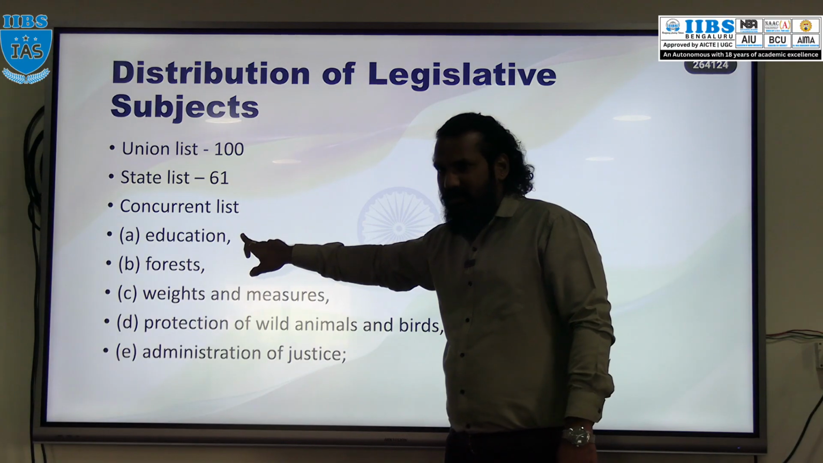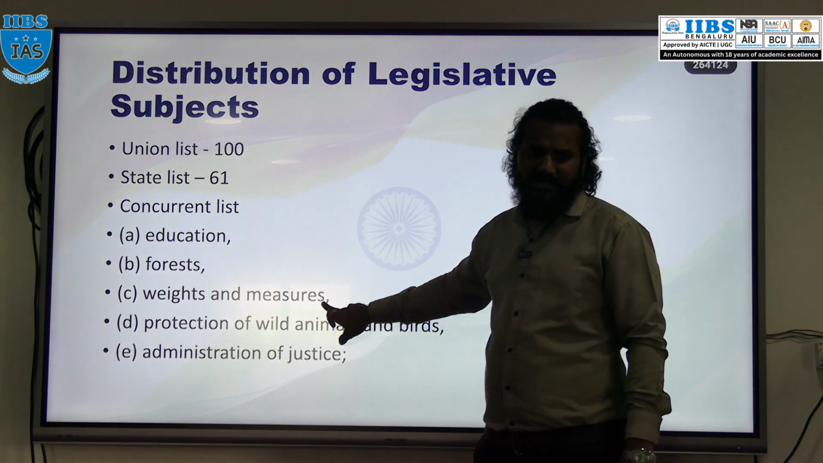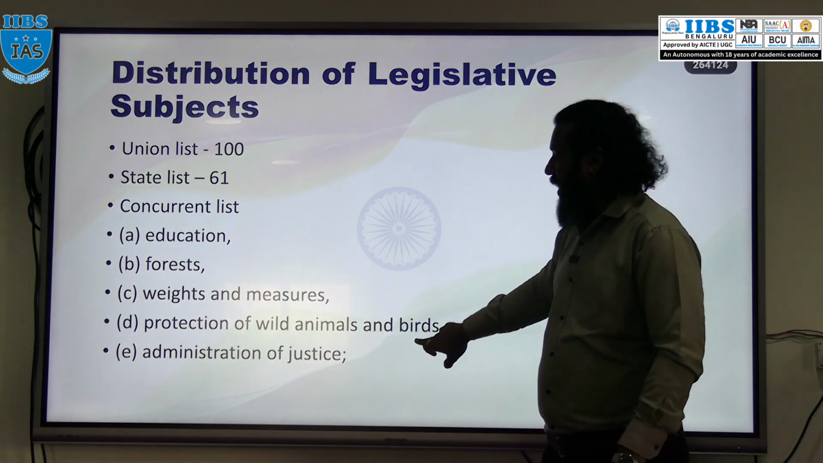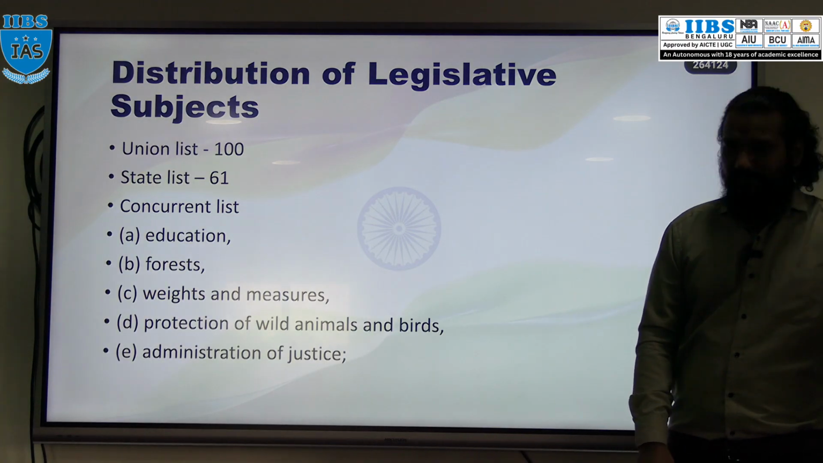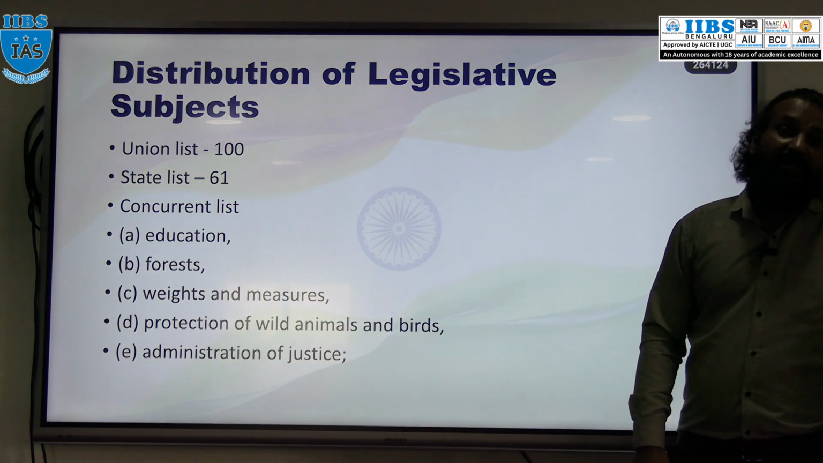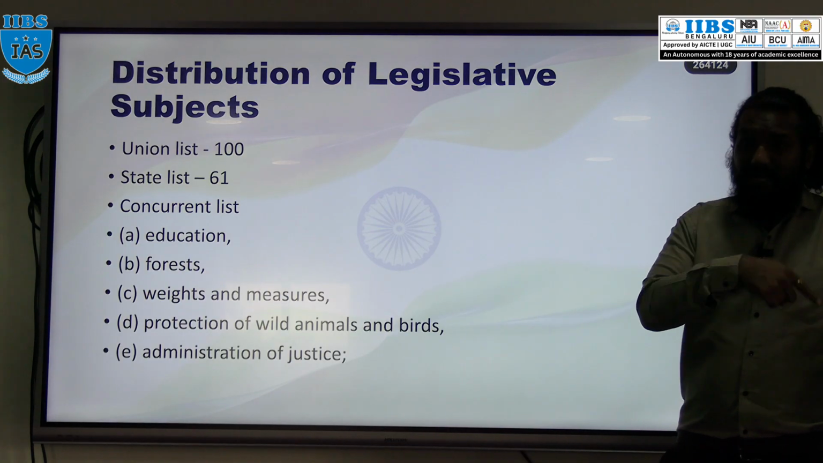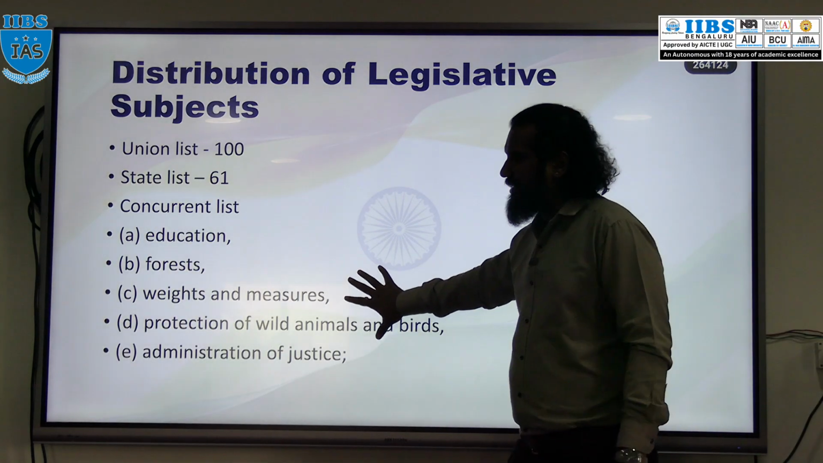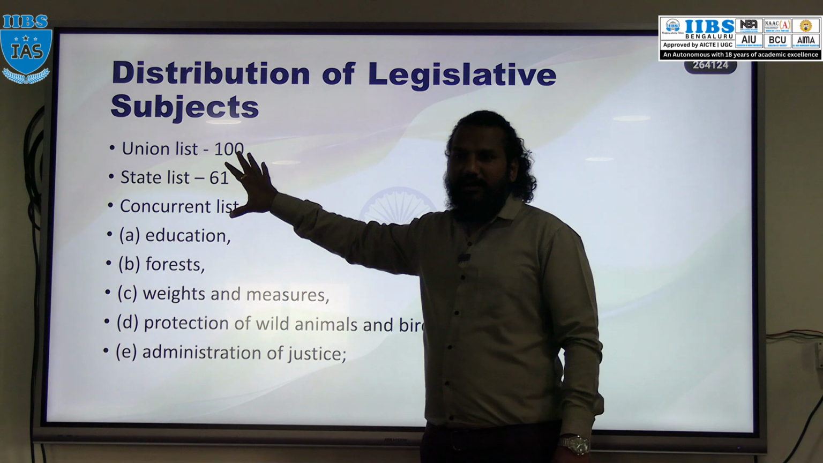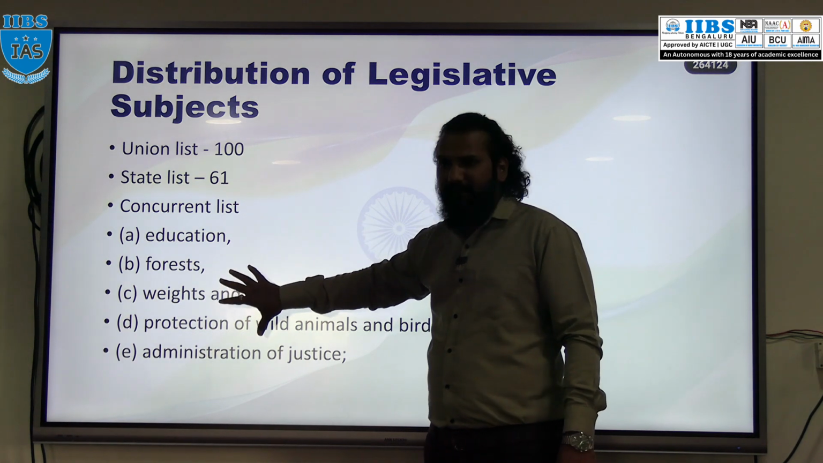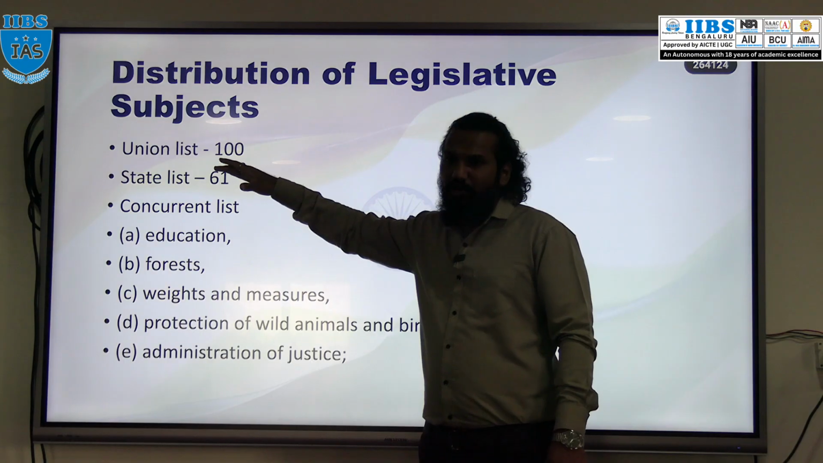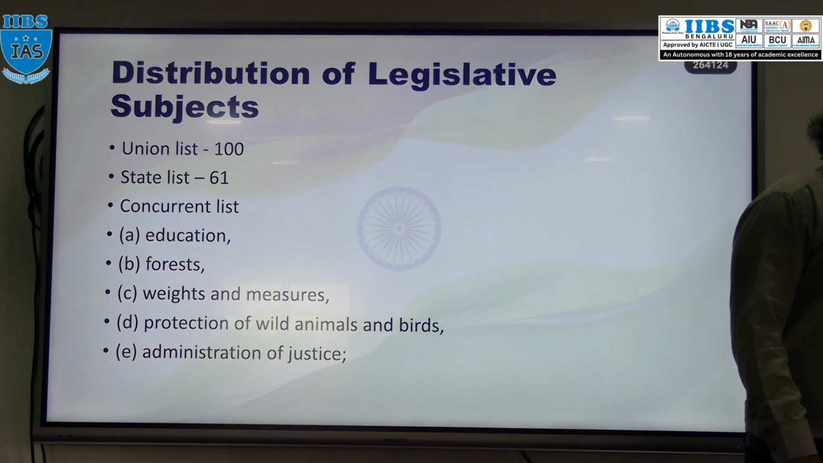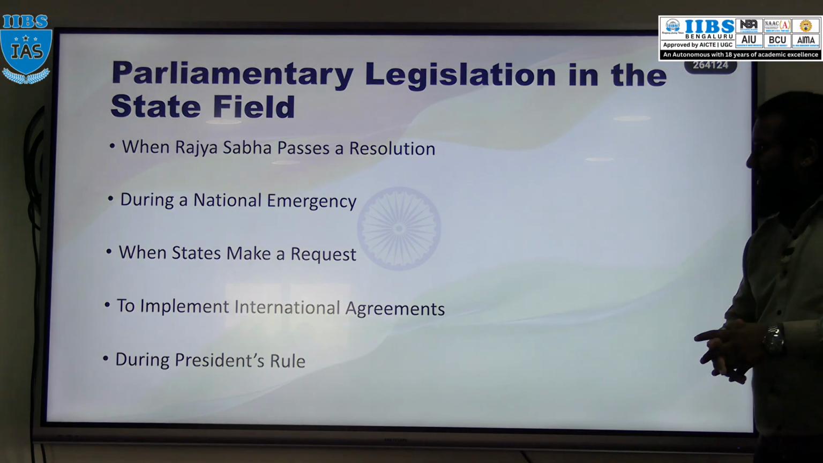Those are education, forest, weights and measures, that is 1 kg, 2 kg, 1 liter, protection of wild animals and birds, and administration of justice. Not courts, their administration is there, no? Okay, those things. So these 5 subjects, earlier they were part of the state list, but by the 42nd Constitutional Amendment Act, these 5 subjects were transferred from the state list to the concurrent list. Got it?